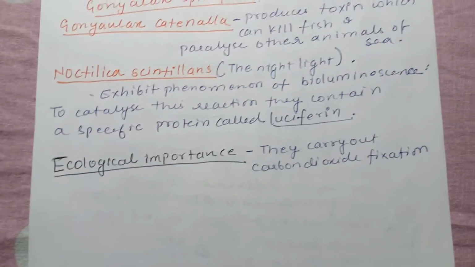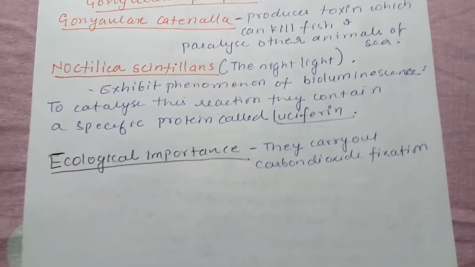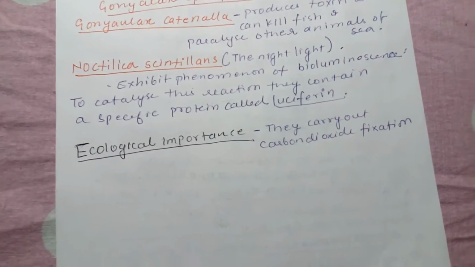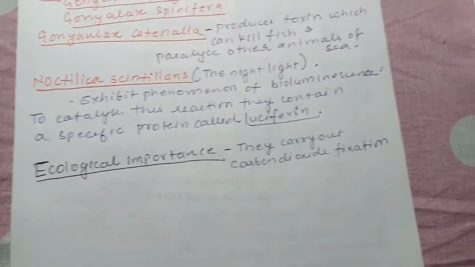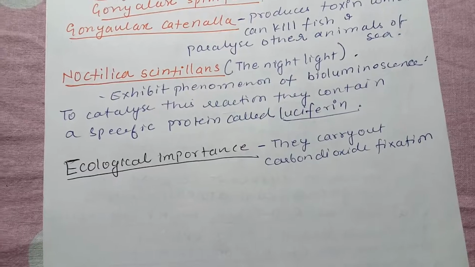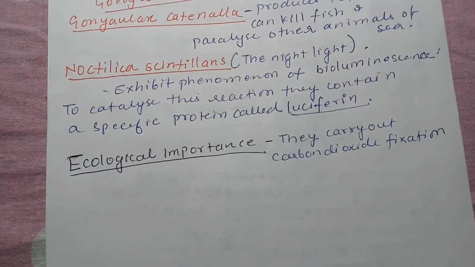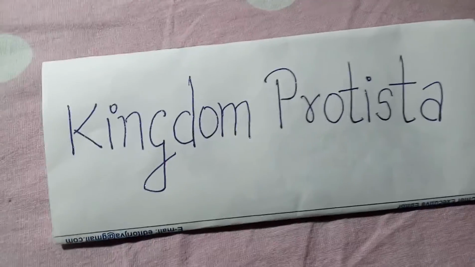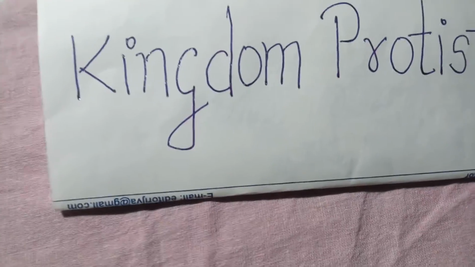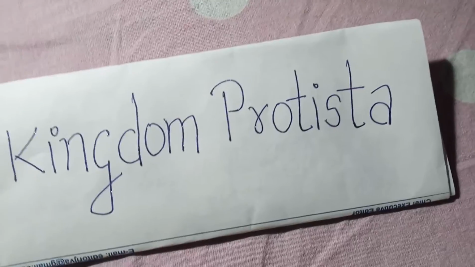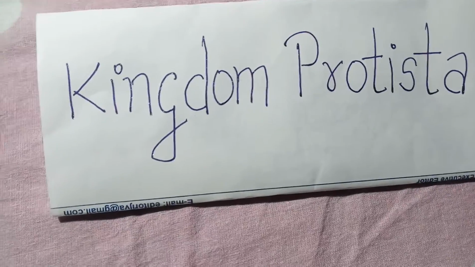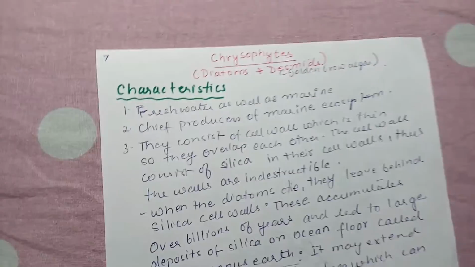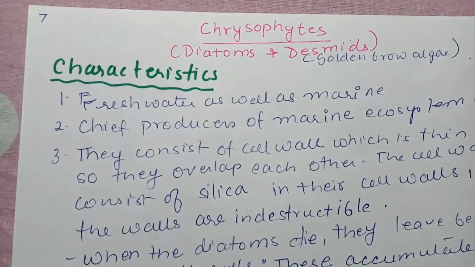What is their ecological importance? They do carbon dioxide fixation in the ocean, so that a lot of other organisms can derive their nutrition from them. Now here we complete dinoflagellates. Next is chrysophytes. They contain mainly diatoms and desmids.